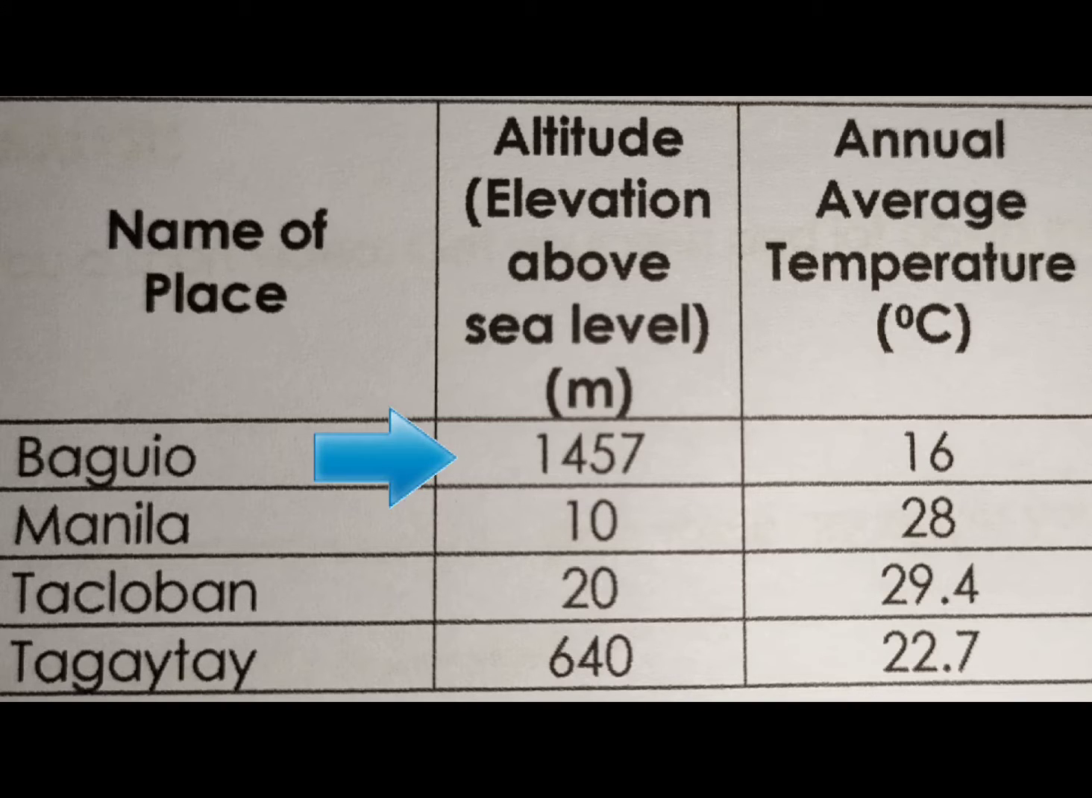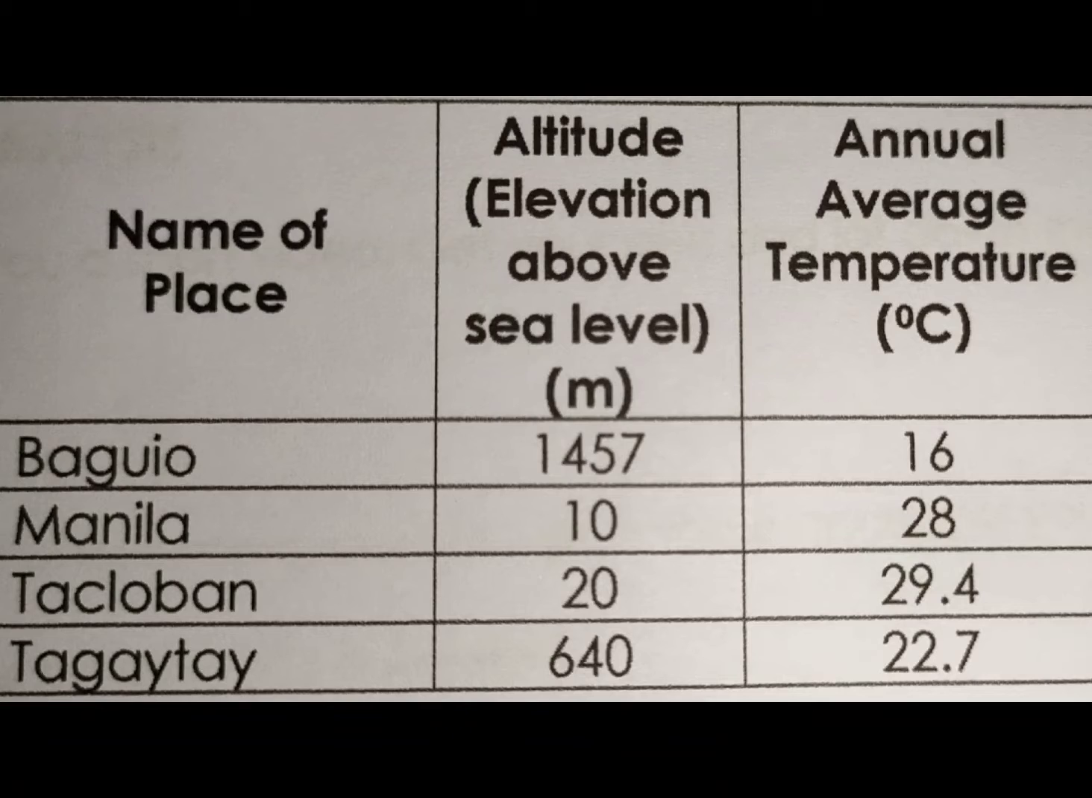In Baguio City, the altitude above sea level is 1,457 meters, and its annual average temperature is 16 degrees Celsius. In Manila, the altitude is 10 meters above sea level, and its annual average temperature is 28 degrees Celsius.